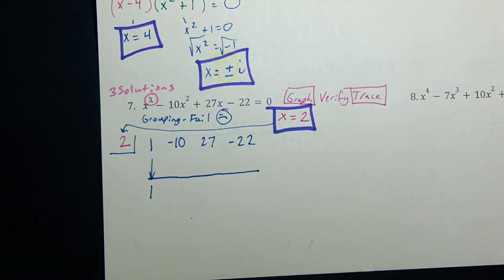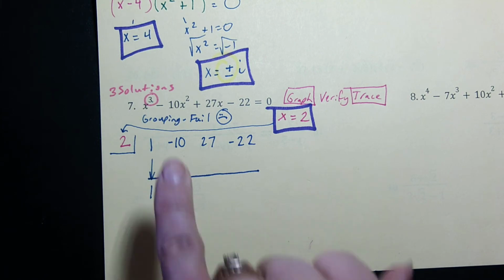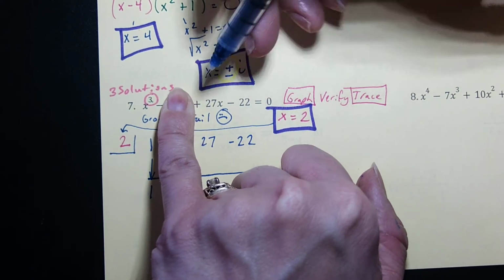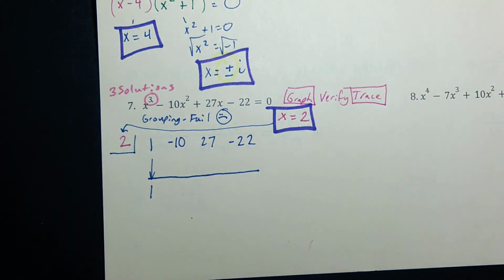Like the placeholders, is that if it's like x cubed and then plus 27x? Yeah, so if we didn't have that x squared there, we'd be missing that x squared power, so then we'd put a 0 in as a placeholder. Just 0x squared. Yep, just 0 for the x squared.